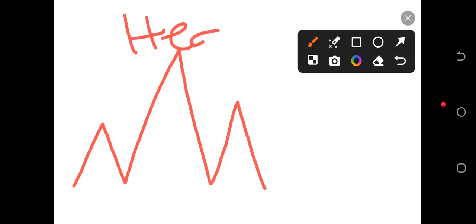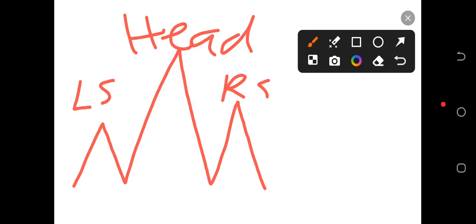Sometimes we call these patterns according to the shape. It's just like a human being. You have head and shoulder. So this is the left shoulder, I will represent it by LS, and this is the right shoulder, I will represent it by RS. So this is a head and shoulder pattern.